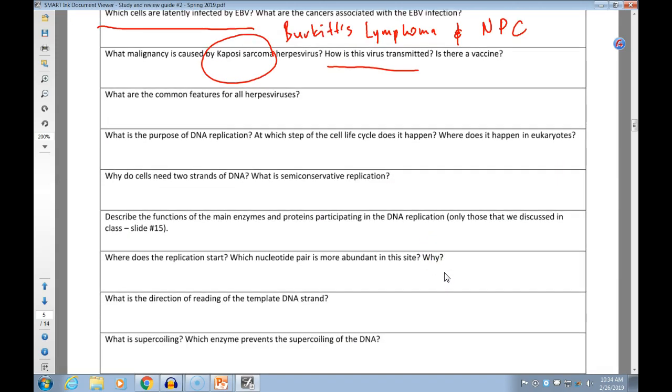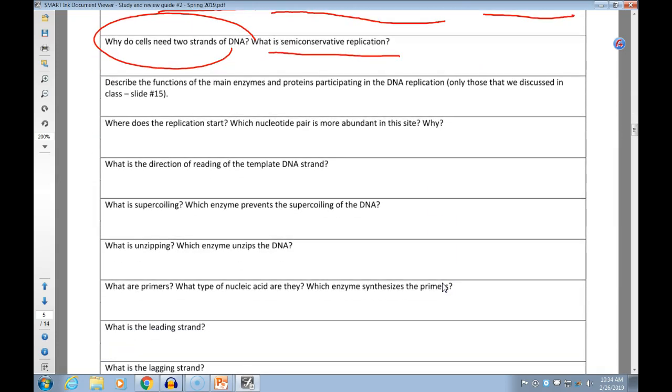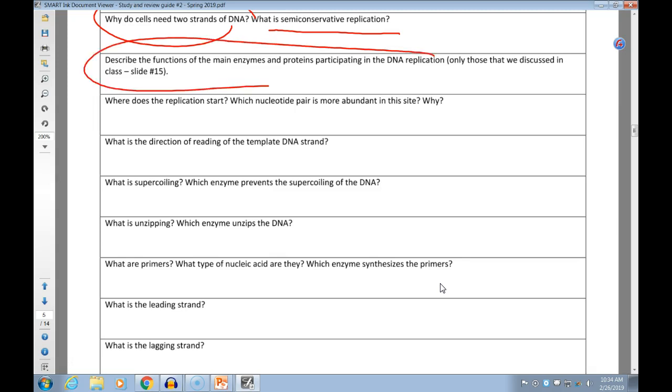Purpose of DNA replication: multiply DNA to transfer to the next generation. In eukaryotes, where does it happen? In the nucleus. 2 strands of DNA, semi-conservative. Each new DNA molecule consists of one old and one new strand. Now, functions of the enzymes. I'm not gonna go over it again, okay? But you need to know the function of the main enzymes that we have in the table that we talked about. Am I clear?